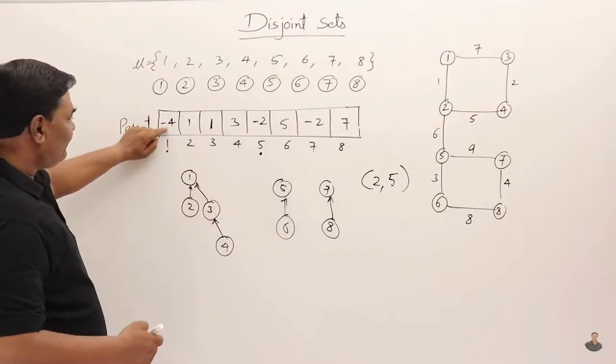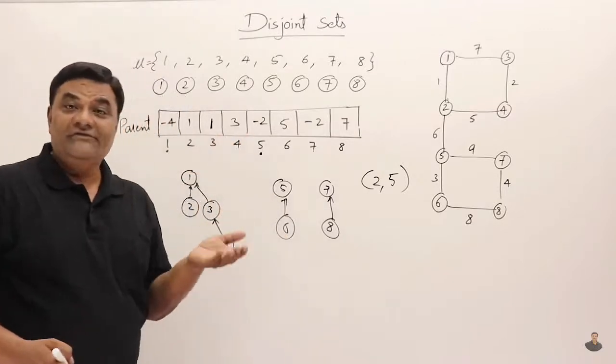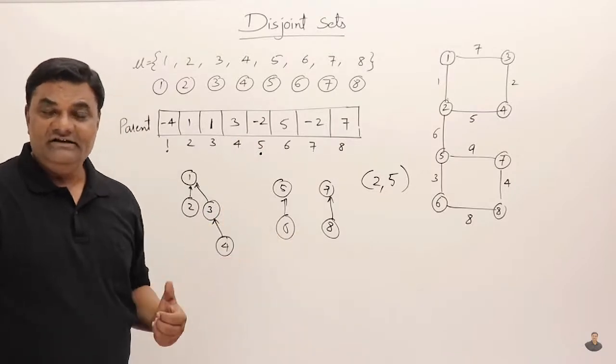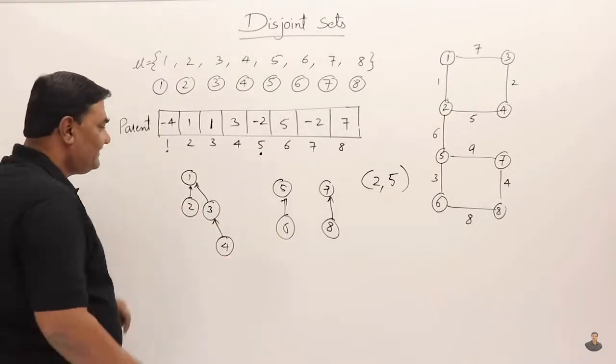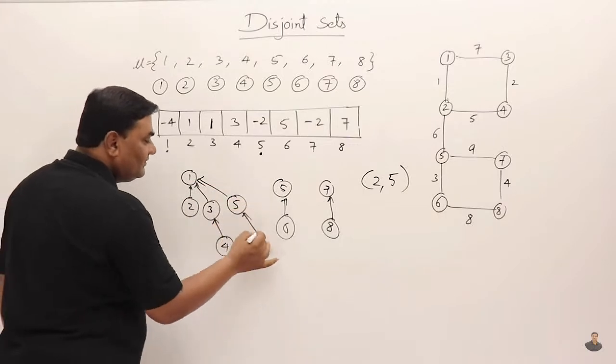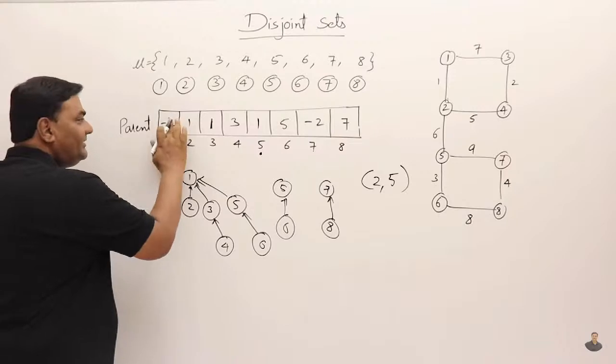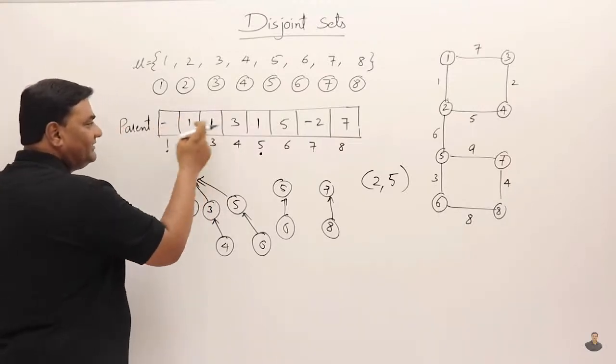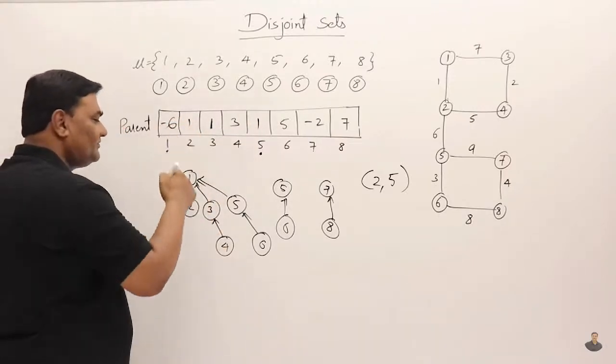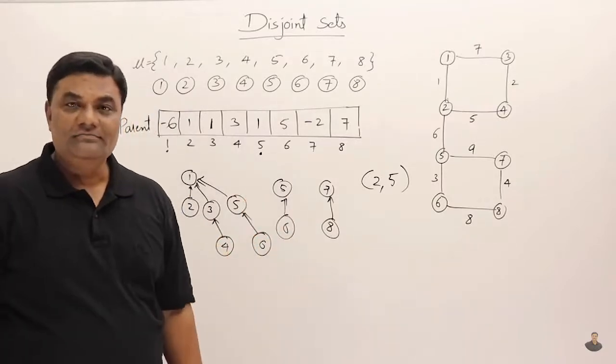So who should become parent, 1 or 5? See, what is there at 1? -4. What is there at 5? -2. Whose weight is greater? Weight or rank, both are the same here. We call it rank also. Whose rank is greater? 1's rank is greater. So let 5 come as a child of 1. So at 5, we write 1. Now 2 more nodes are added to this, so 4 and -2 becomes -6. So in total 6 nodes are here. This is how union is performed.